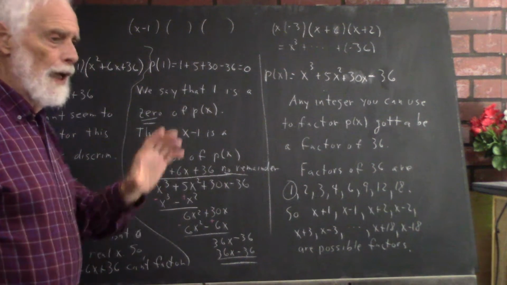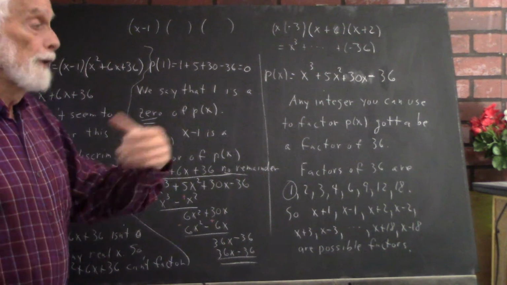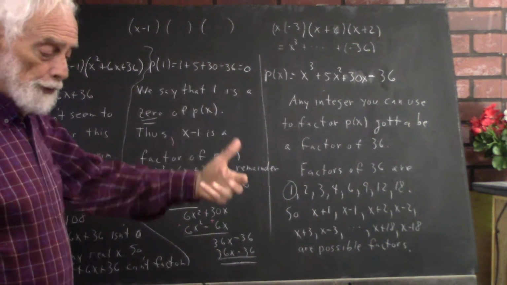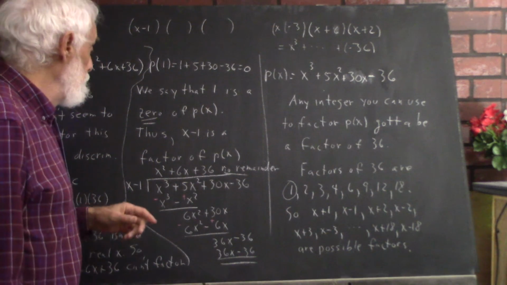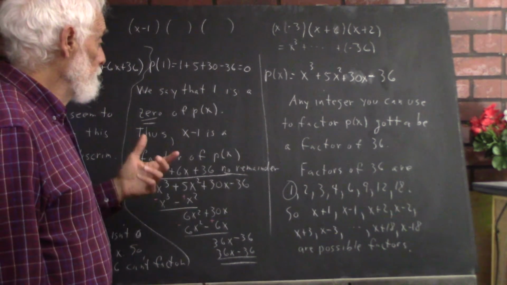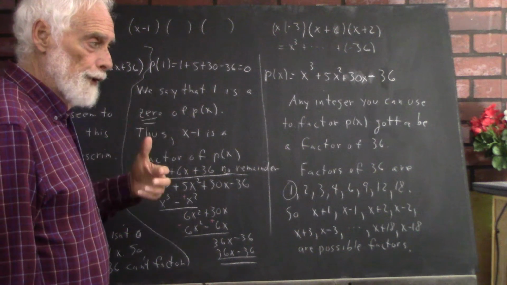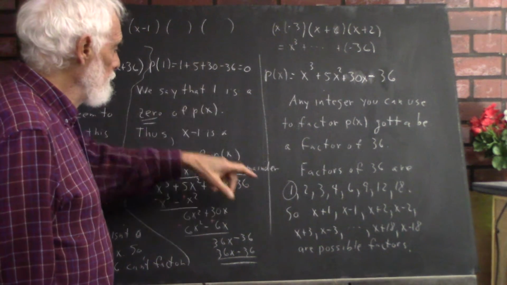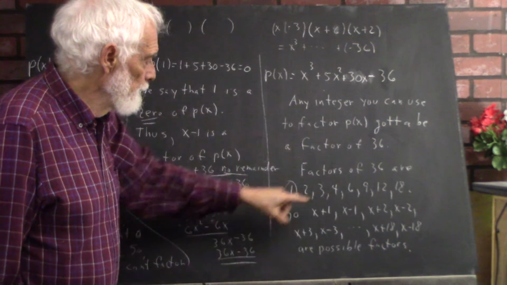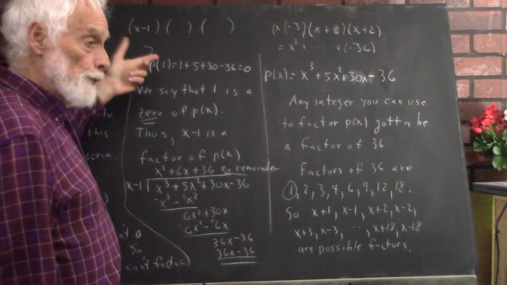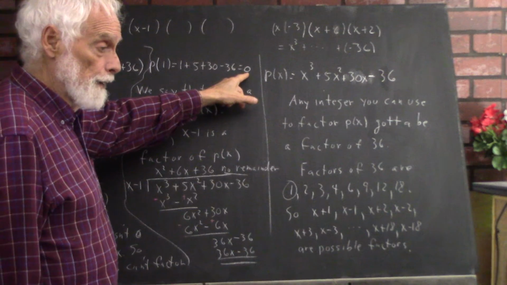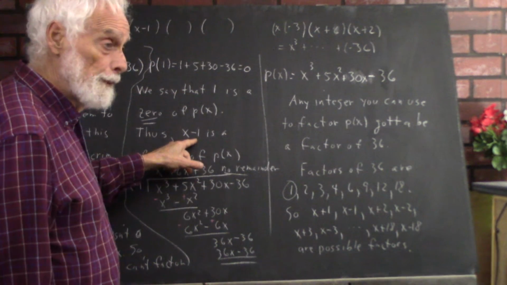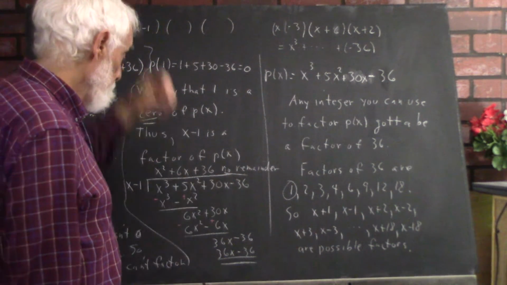Whether you understand how it works, and it's best if you do, because you're less likely to forget it, more secure on a test, and so forth. Whether or not you understand why it works, understand that it works. So what we've done is we've tried factors of 36. 1 is the first one we tried. We hit the jackpot, it gave us a 0, so x minus 1 is a factor of p of x.